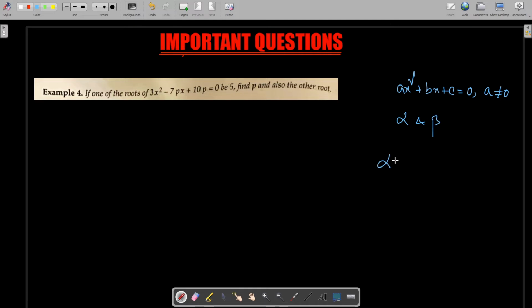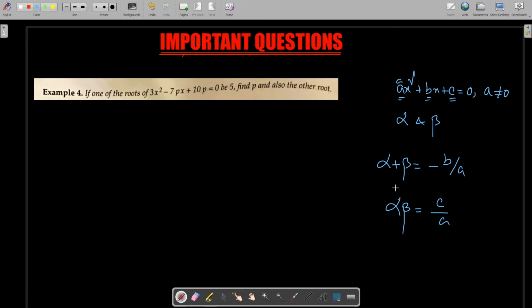Then what we learned: if we add the roots, that is alpha plus beta, that is going to be negative b by a. What is b? B is the coefficient of x. What is a? A is the coefficient of x square. If we do the product of the roots, that we saw was c by a. What is c? C is the constant term, a is the coefficient of x square.